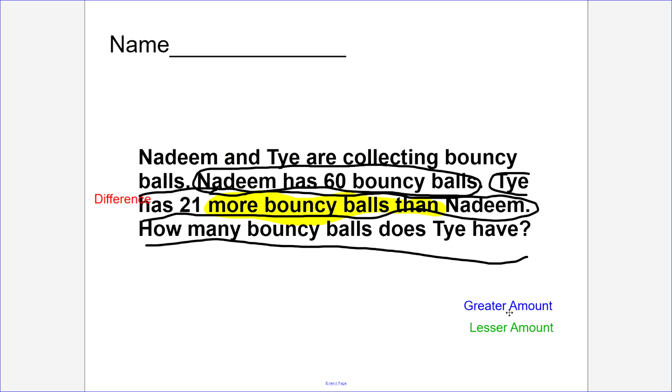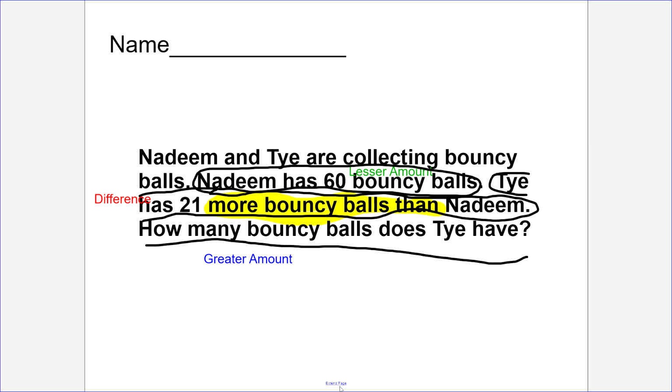So the greater amount is actually the question. It's asking how many bouncy balls does Ty have? That means, of course, that Nadim's bouncy balls is the lesser amount. He has fewer bouncy balls than Ty, so he has the lesser amount of bouncy balls. We can clearly see that the unknown information in this problem is the greater amount, because the question is asking about how many bouncy balls Ty has.